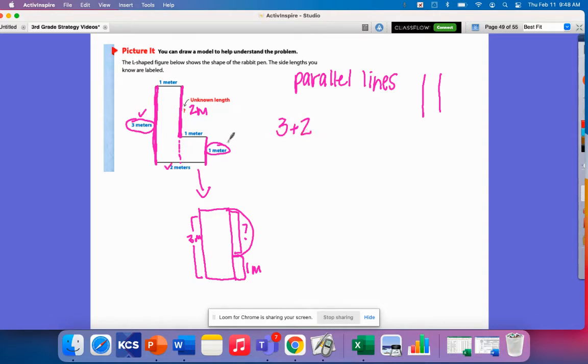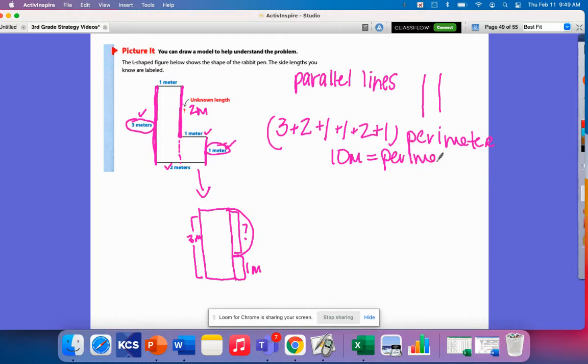3 plus 2 plus 1 plus 1 plus 2 plus 1. This would be the perimeter of this figure. So 3, 2, that's 5, 6, 7, 8, 9, 10. So 10 meters would equal the perimeter of this shape.